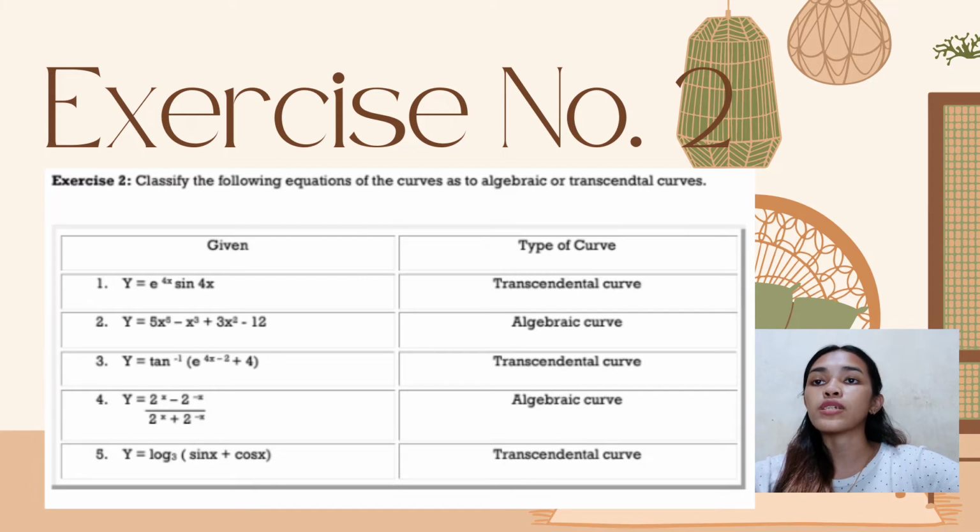And the fourth one is y equals 2 to the power of x minus 2 to the power of negative x over 2 to the power of x plus 2 to the power of negative x, is an algebraic curve. And the last one is y equals log of 3 times sine x plus cosine x, is a transcendental curve.